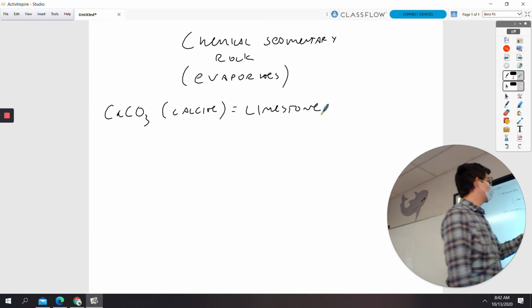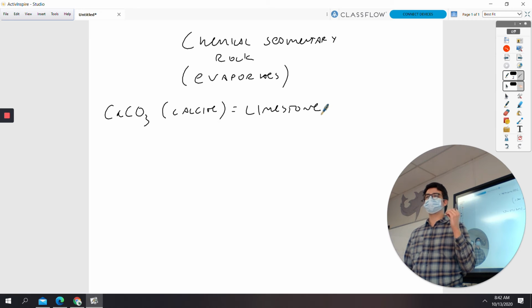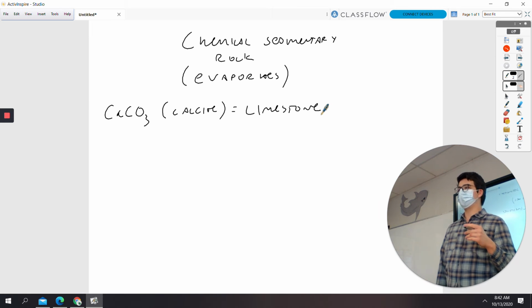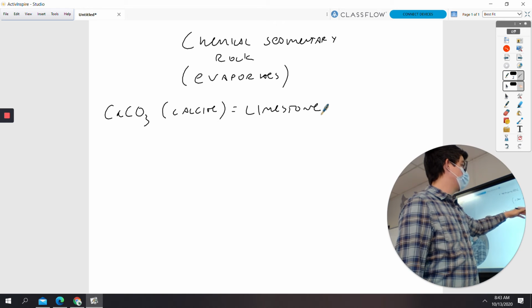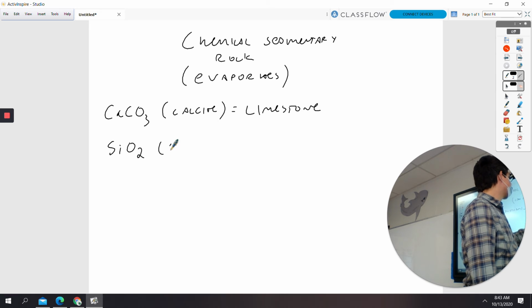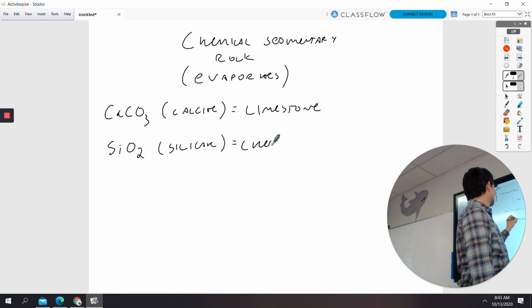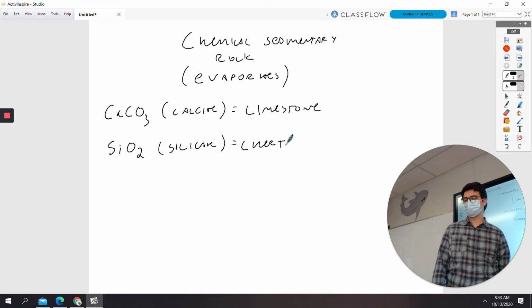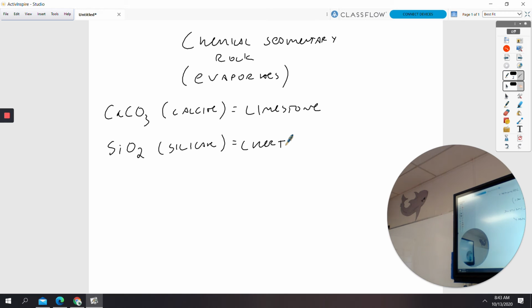We also have silicate minerals. We talked a while ago that silicates don't really dissolve in water very well. To some extent they do, and when those form by evaporation, SiO2, which is silicate, we call that chert. This forms in ocean bottoms or other bodies of water. There was a time period in Earth's history where a lot of chert was formed.